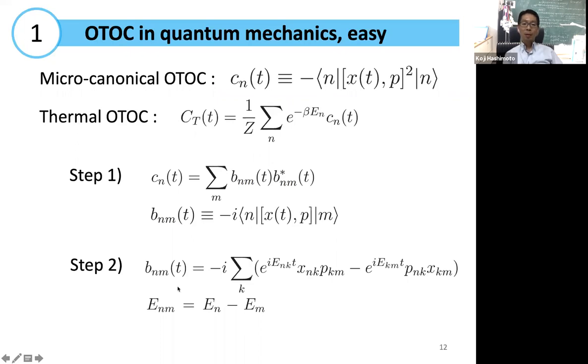And this B_mn is, in fact, since this is a Heisenberg operator, you can bring this to the Schrödinger kind of operator by using the time evolution operator. And then you have this expression. So this is a really explicit expression. The resultant expression only needs matrix elements for x and p operators. So you just substitute them and then compute OTOC. So for one-particle quantum mechanics in any dimension, it's very easy.